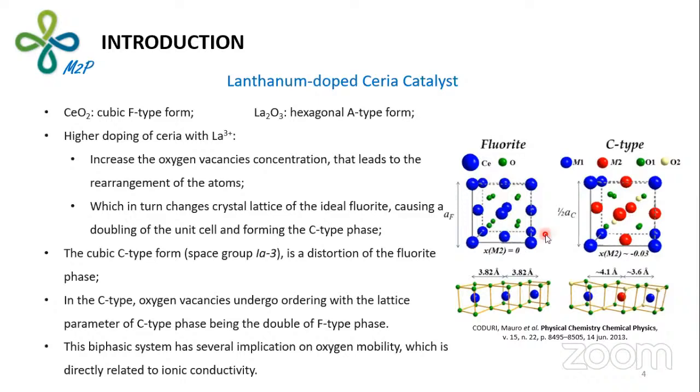Therefore, the aim of this part of my project is to correlate the transport property, that is the ionic conductivity, and the structural changes in the fluorite structure, such as the increase in defect chemistry and the emergence of a C-type phase.